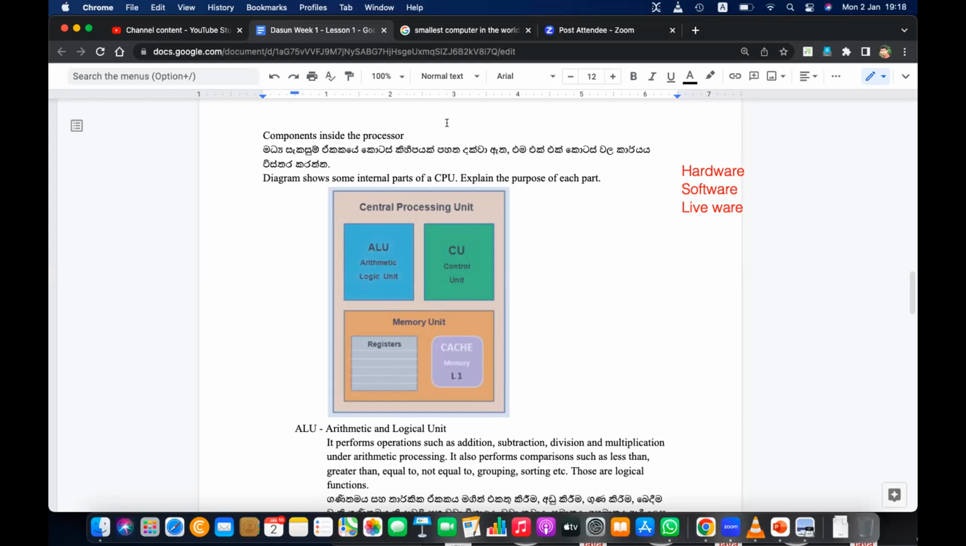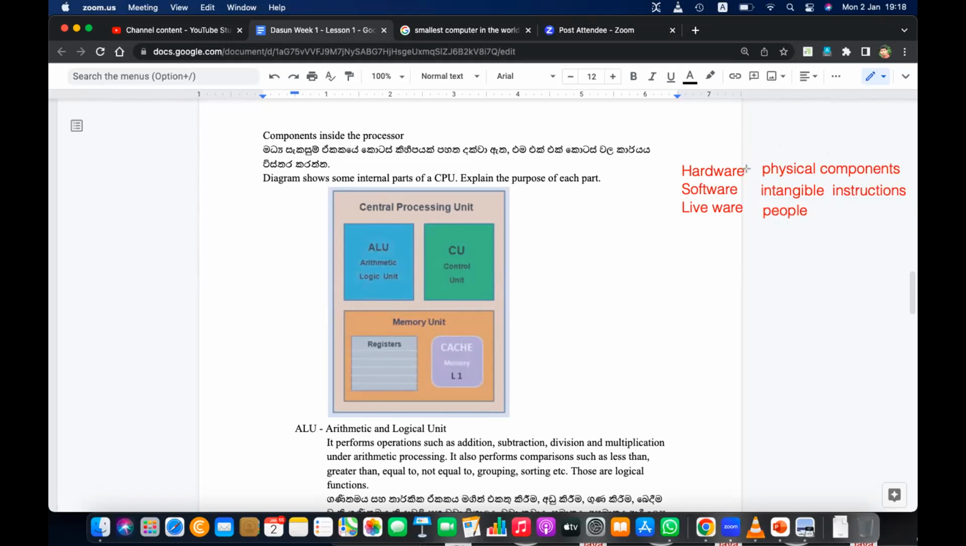Then we have learned about the hardware subsystem. We have further divided hardware. Let me write there. Hardware are physical components. Software are intangible instructions. Liveware are people, the people who use hardware and software. Okay, those are the three things.